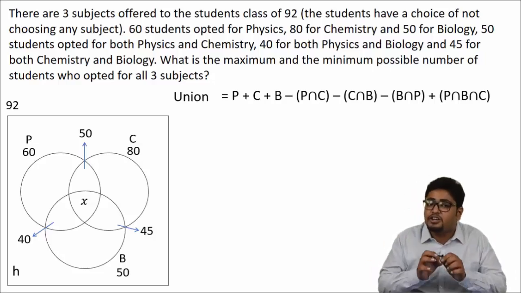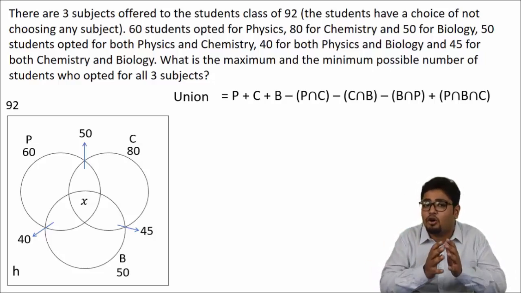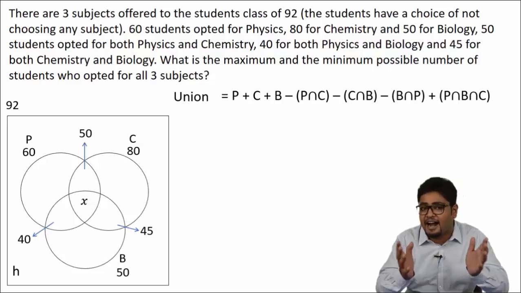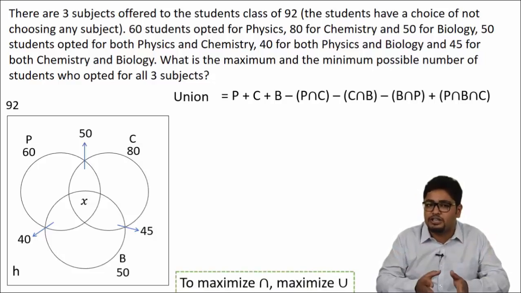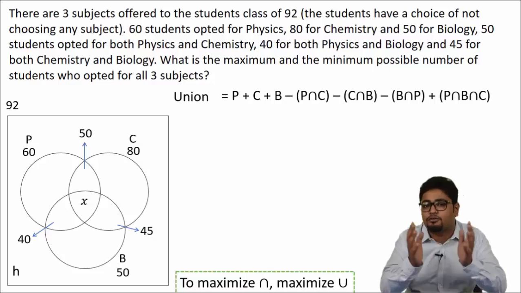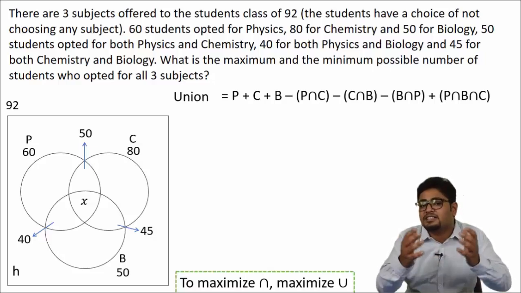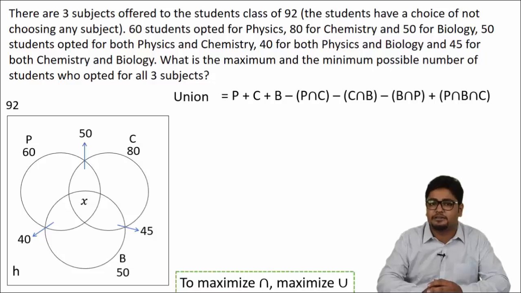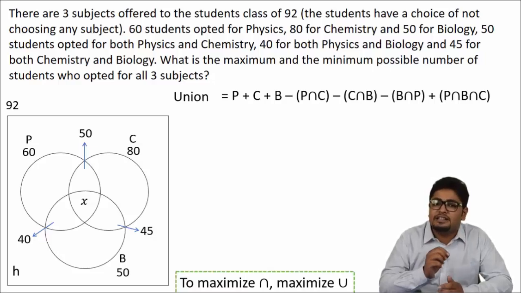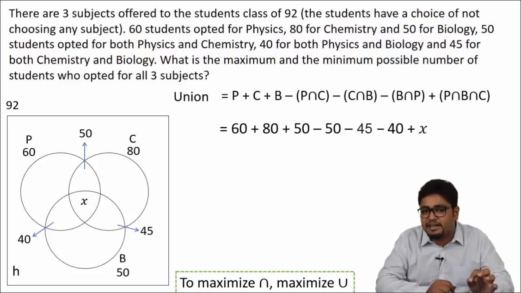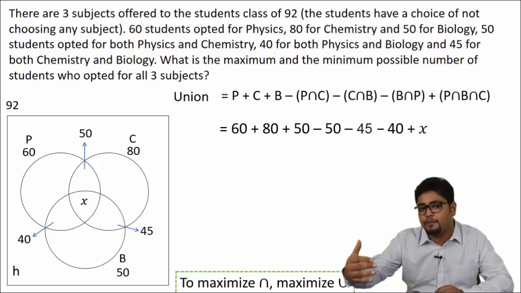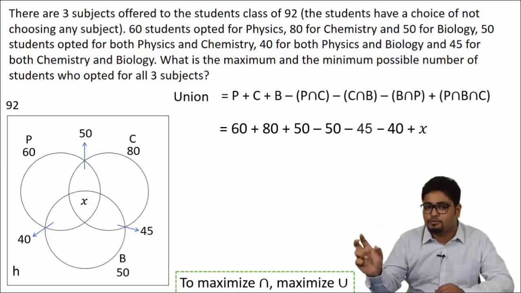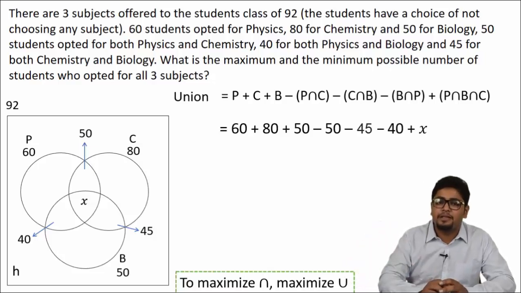But here, in the union of three sets, the part common to all three sets is getting added. So an important point to keep in mind: whenever we need to maximize the intersection of all three, we do it by maximizing the union of the whole set. Now, union is equal to 60 plus 80 plus 50 minus 40 minus 45 minus 50 plus the intersection of all three, that is x.